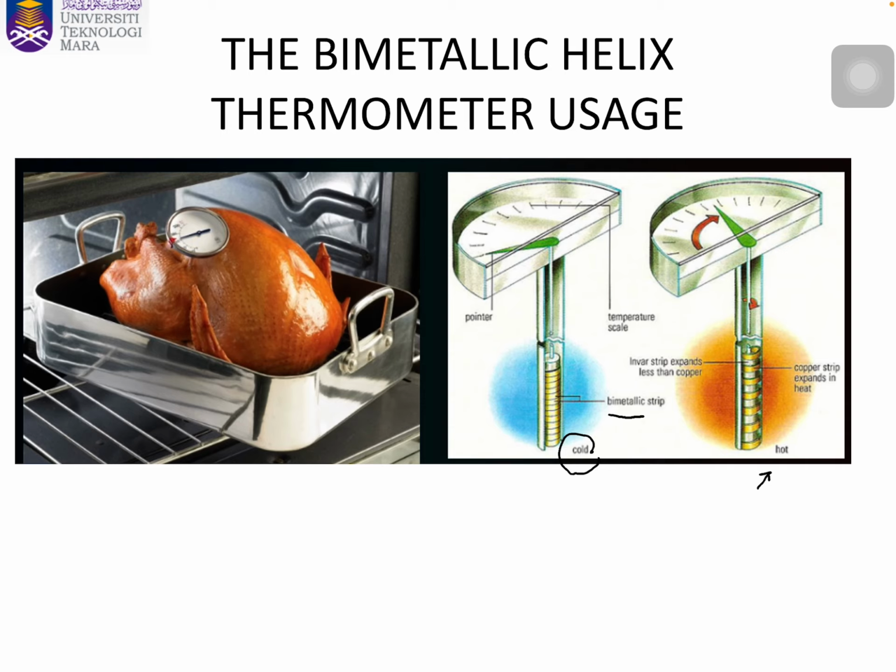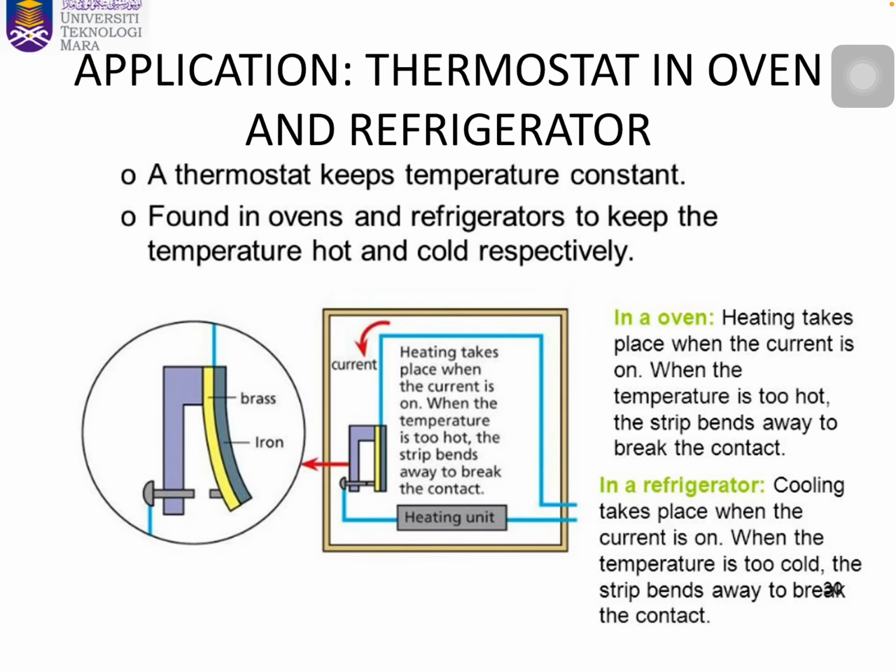Next slide. Thermometer usage. Bimetallic helix thermometer usage. The example is an oven. So it is when cool and hot. As you can see, when the temperature is hot, the strip expands and gives the reading.